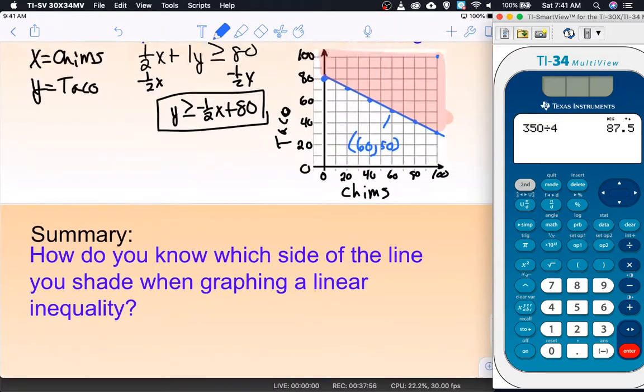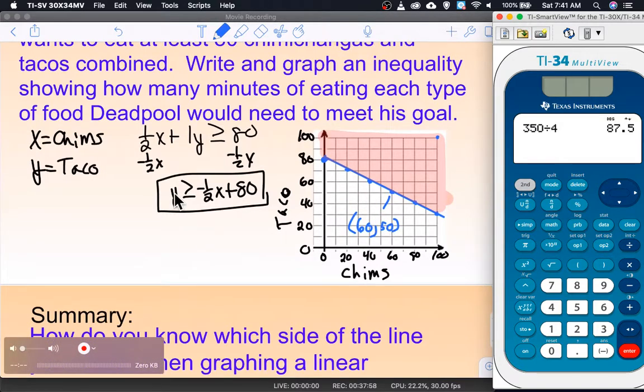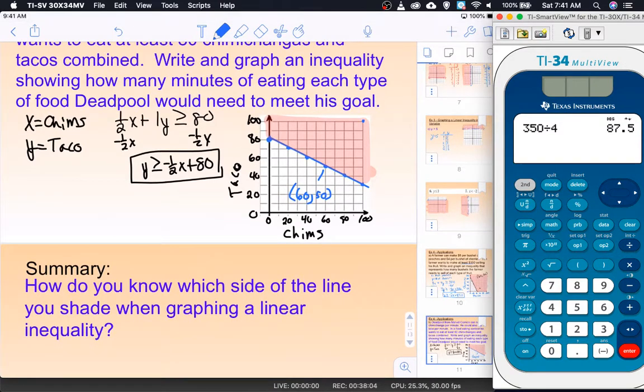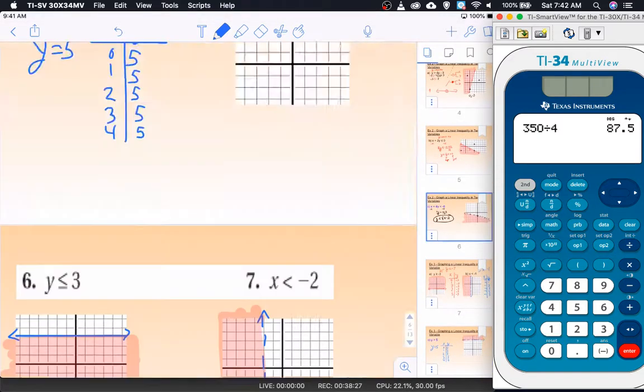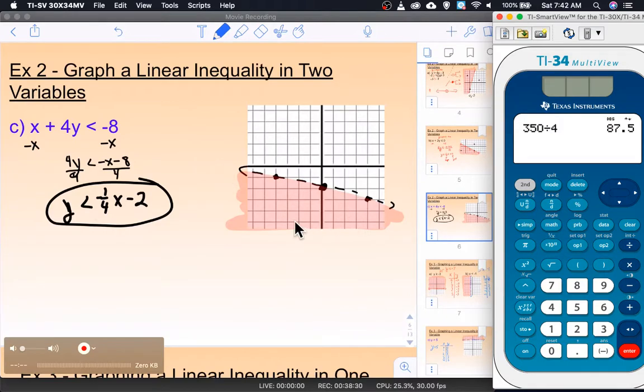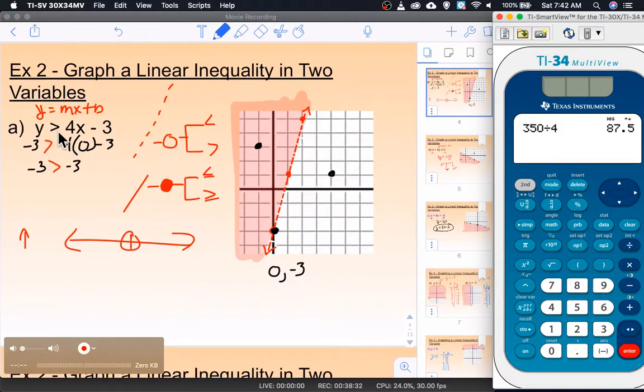You know what side of the line to shade. If it's a less than, you shade lower than the line. If it's a greater than, you shade above the line. The exception being when you have only one variable, like here. Well, if it's less than, you still shade lower than the line, but if it's a completely vertical line, like this one was, we kind of go back to the left and right thing, because there's no above of a straight up and down line. And that's it. In each of the problems, it was less than, lower than the line. Greater than, above the line.